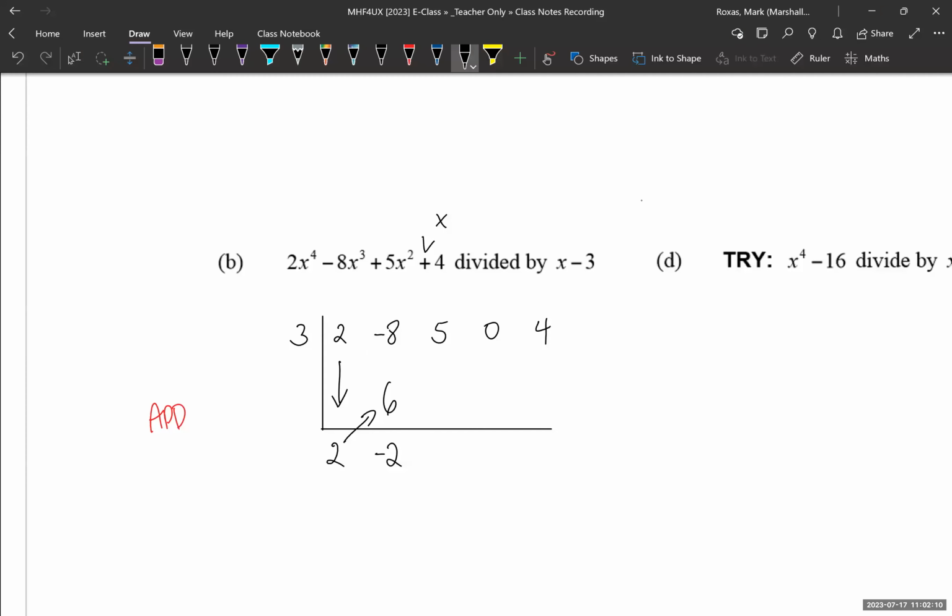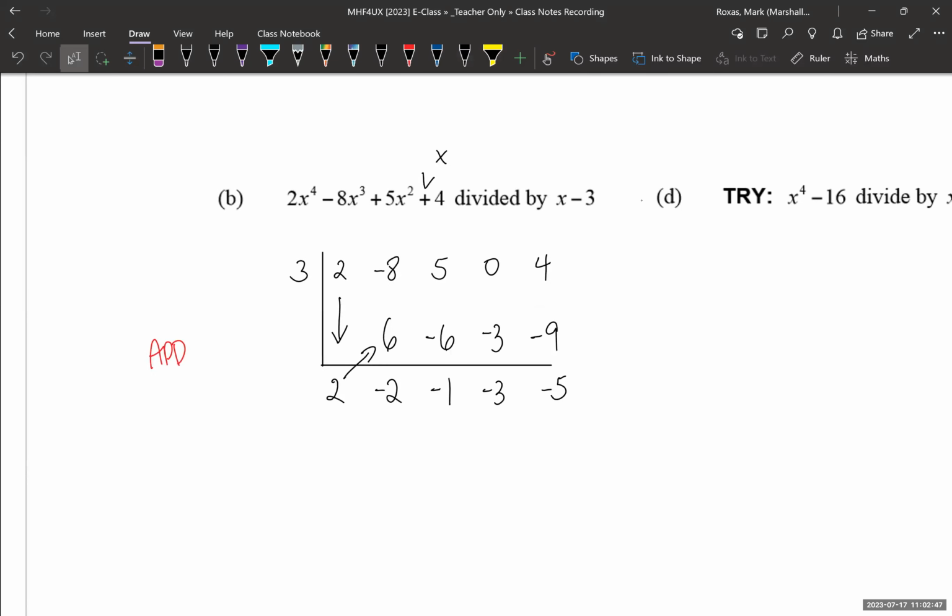And then take the -2, multiply it by our divisor again. So 3 times -2 is -6. And then we bring that to the second row again, onto the next coefficient there. Add those two numbers together. 5 plus -6 is -1. Write that in the third row. Multiply the -1 by 3. That's a -3. Write that in the second row on the next column. Add the 0 and the -3, you get -3. And then -3 times 3 is -9. When I add 4 and -9, I get a -5.